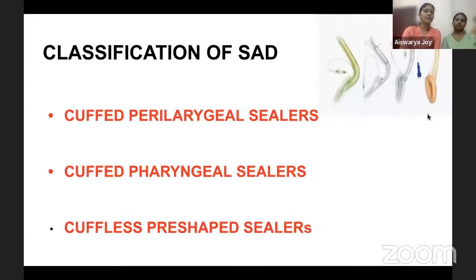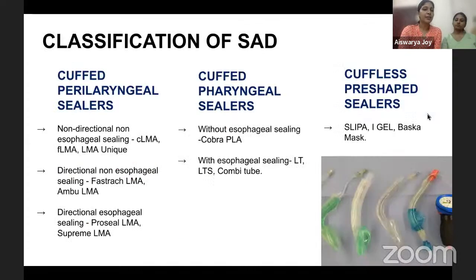This is the classification of supraglottic airway devices. They can be classified into cuffed perilaryngeal sealers, cuffed pharyngeal sealers, and cuffless pre-shaped sealers. The cuffed perilaryngeal sealers are divided into non-directional, non-esophageal sealing, examples are classic LMA, flexible LMA, and LMA Unique; directional non-esophageal sealing, examples are Fastrach LMA and Ambu LMA; and directional esophageal sealing, examples are ProSeal LMA and LMA Supreme.